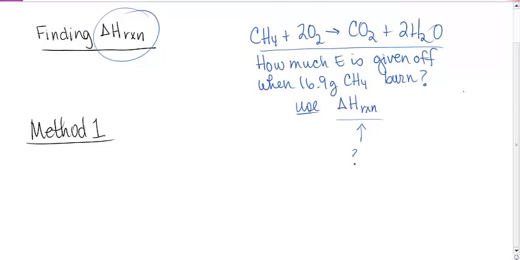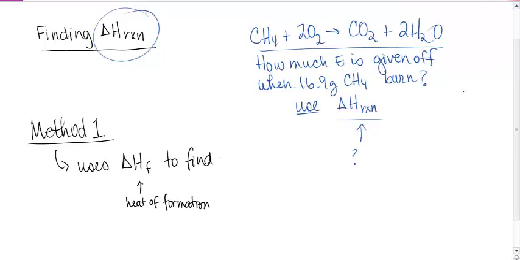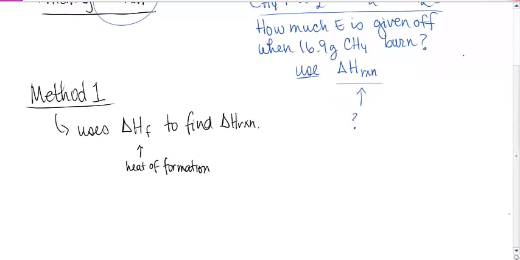And method 1 uses something called delta H sub F, which is the heat of formation, not to be confused with fusion, to find the heat of reaction. And that's why you needed that worksheet and that chart on the back of the worksheet. You will not need to memorize a chart. You should be able to use it.